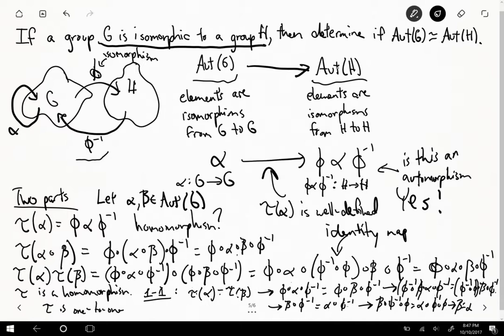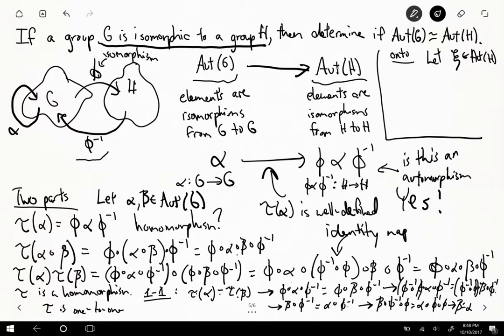Alright, so I know we're kind of all over the page. The last component here, so we have well defined, we have all this junk. I'll try and fit it in here for onto. Let's let tornado be an element of the automorphism group of H. We want to find something that maps to tornado, and it has to start in the automorphisms of G. And that's the trick, is showing that it's in the automorphisms of G. I'm not sure if I can fit it all in here, but hopefully we can see that.